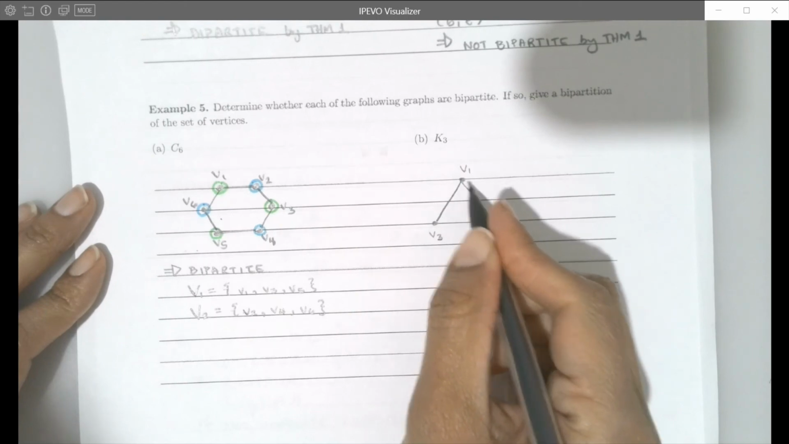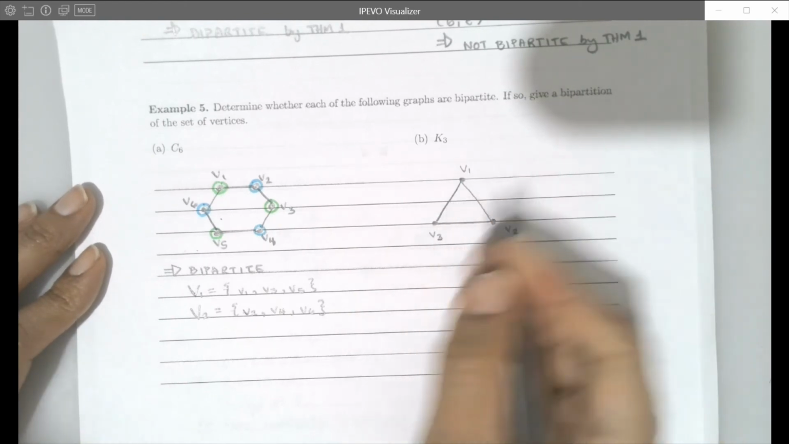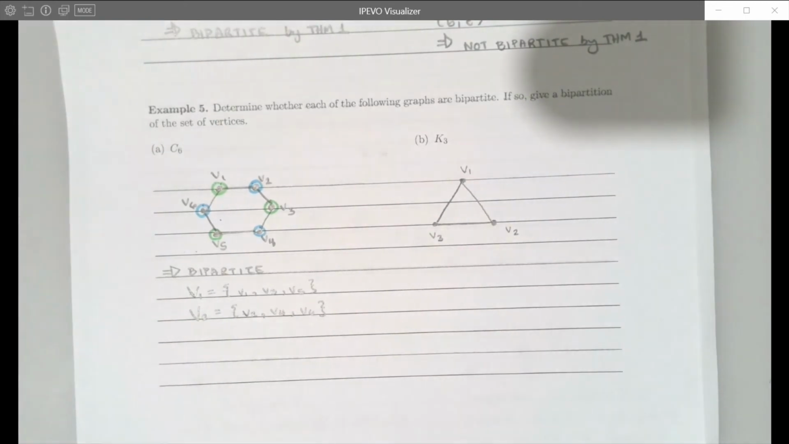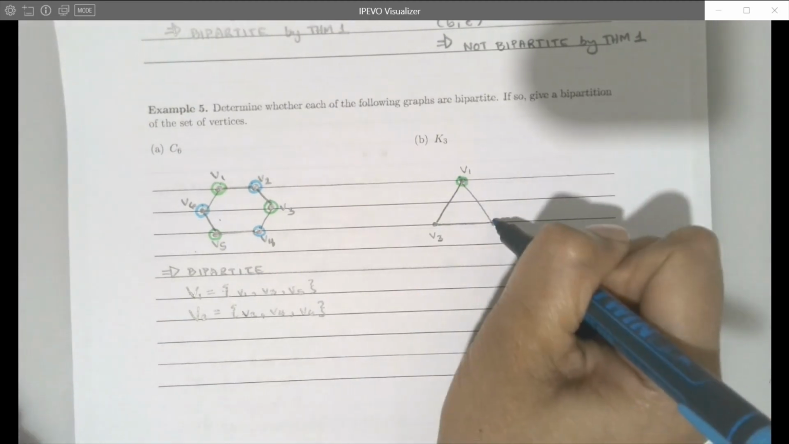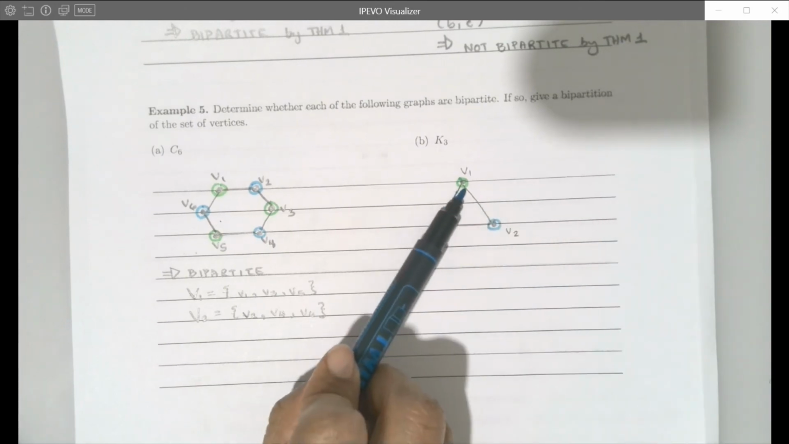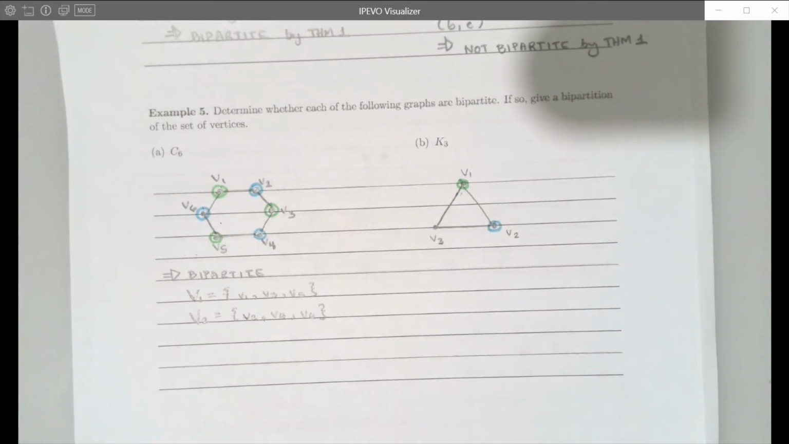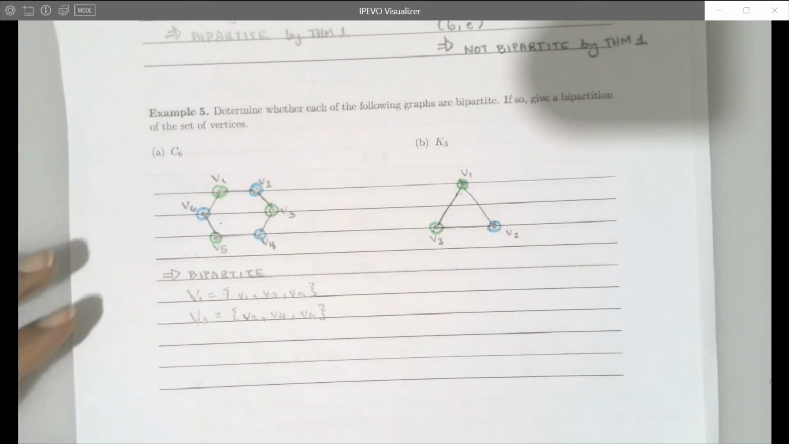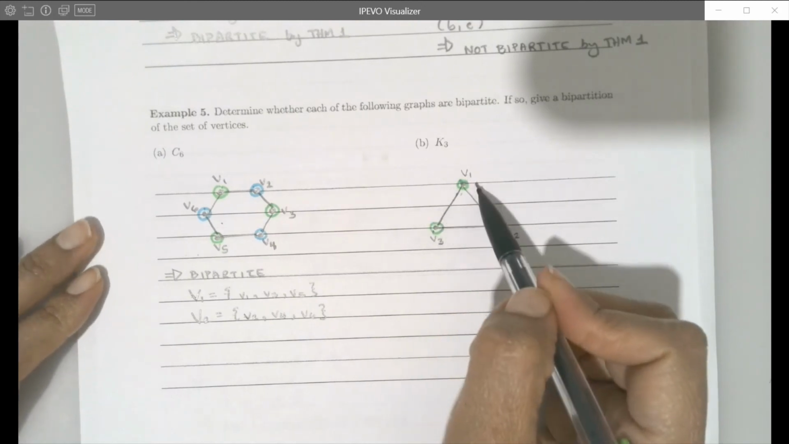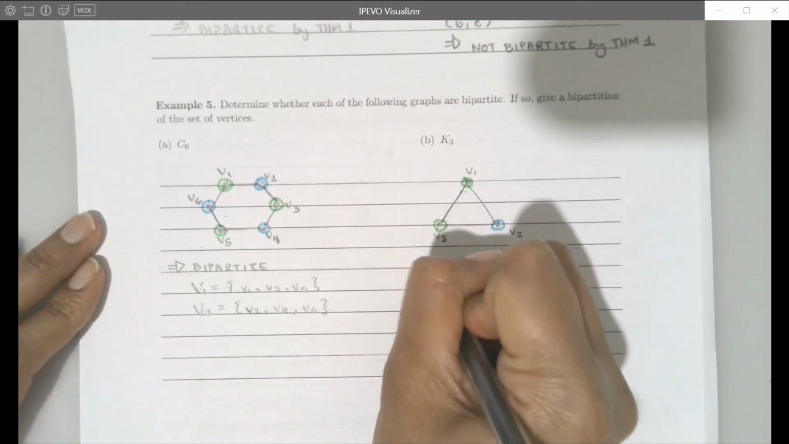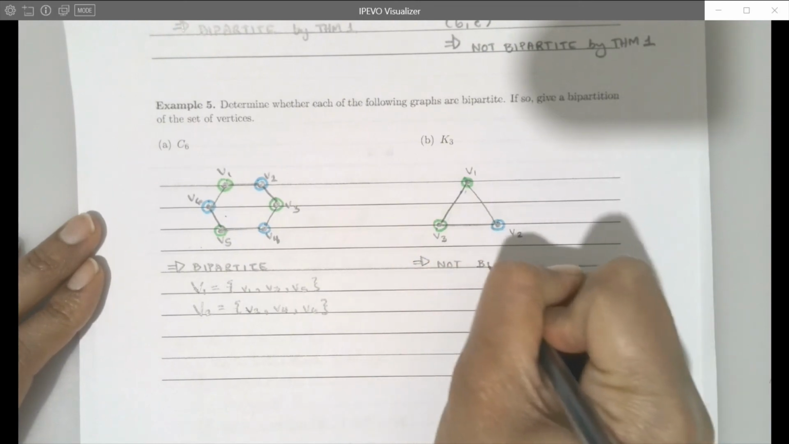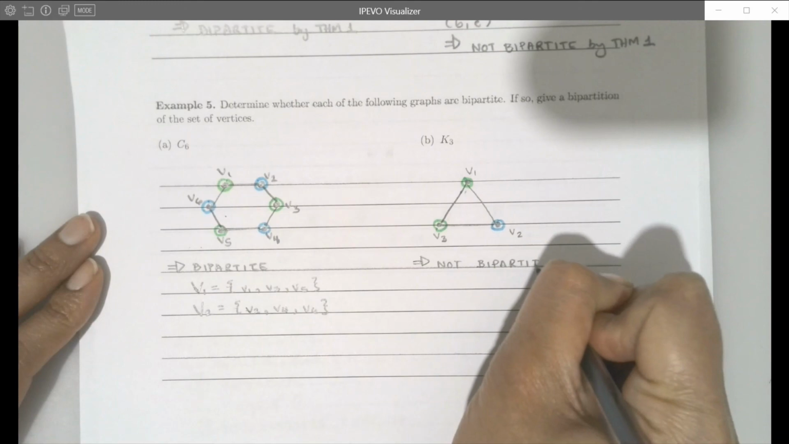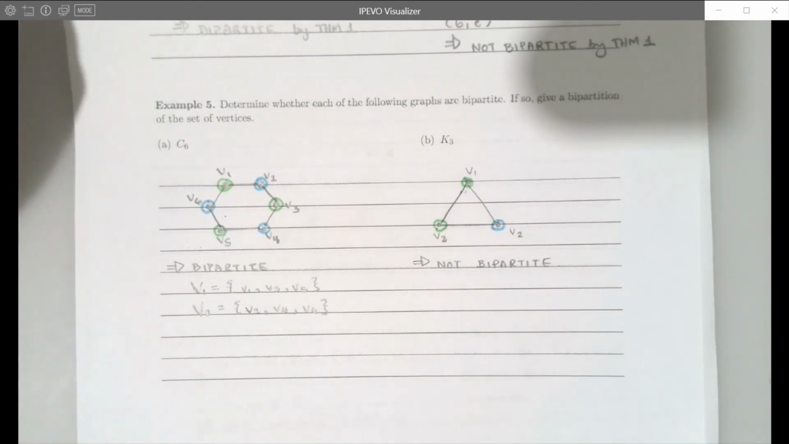V2 can connect to V1 and V3, and then V3 can connect to, well, V1 and V2, and those are already connected. We'll start by color coding V1 green, and V2 would have to be blue because V1 is already green. And then V3 and V2 are connected, so that would mean that this has to be green. But then we see that we have one edge with two nodes the same color, so this is not bipartite.